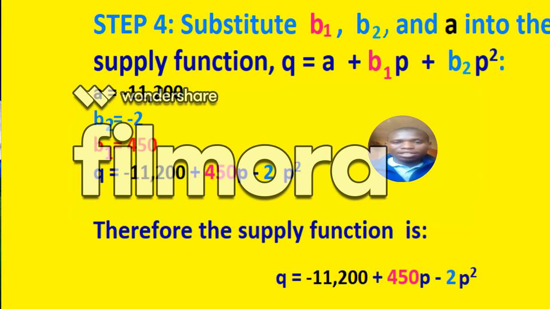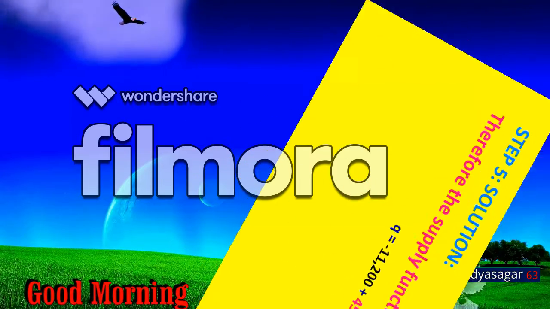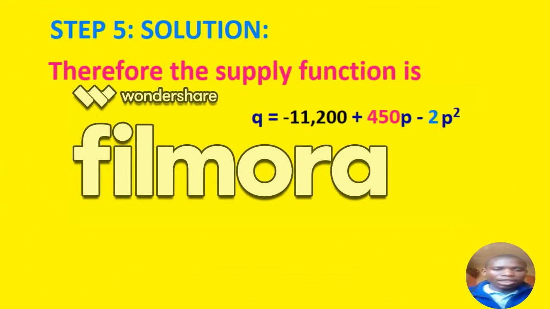Using b1, b2 and a, which we have already obtained, we can write a condensed equation for the supply function as our final answer. Remember, the supply function is in the form Q equals a plus b1P plus b2P squared. Therefore, replace a, b1 and b2 with the known values we have obtained, and we are going to have Q equals negative 11,200 plus 450P minus 2P squared. That is the answer to question 3.